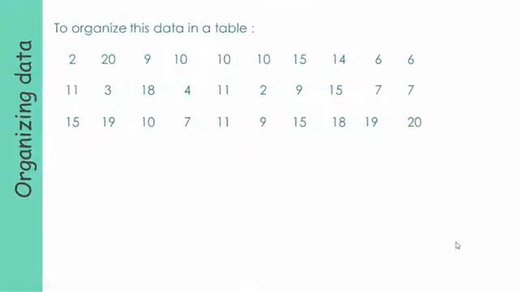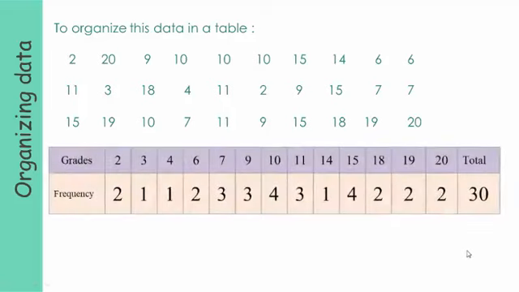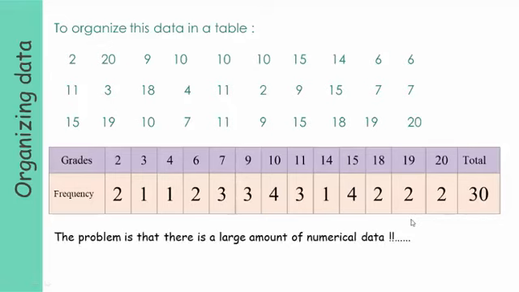Now let us start by organizing the following data in a table. The data should be organized in an increasing order. You can see how we have two students who got 2 over 20. Only one student got 3 over 20. One student got 4 over 20, and so on. The total number of all students is 30. It's good, but the problem is that there is a large amount of numerical data, and the solution is easy.